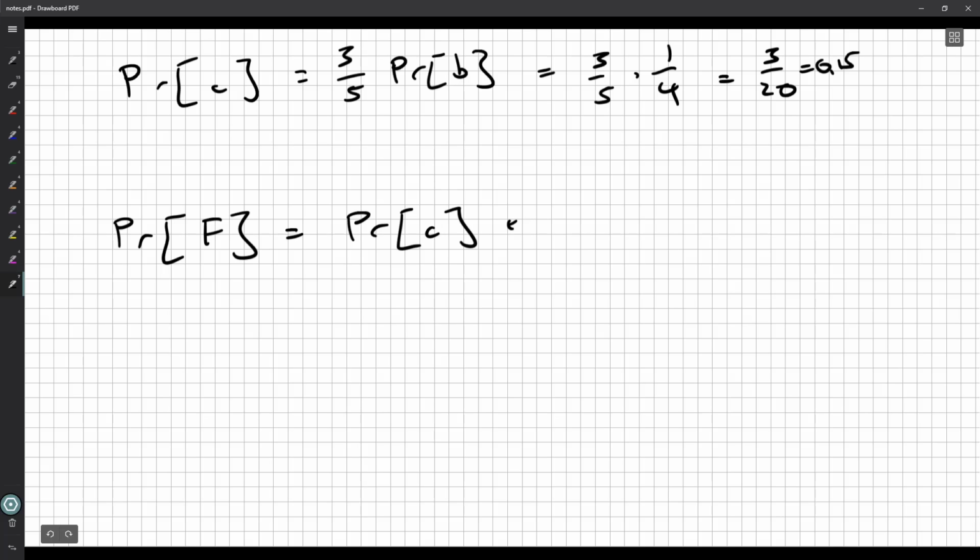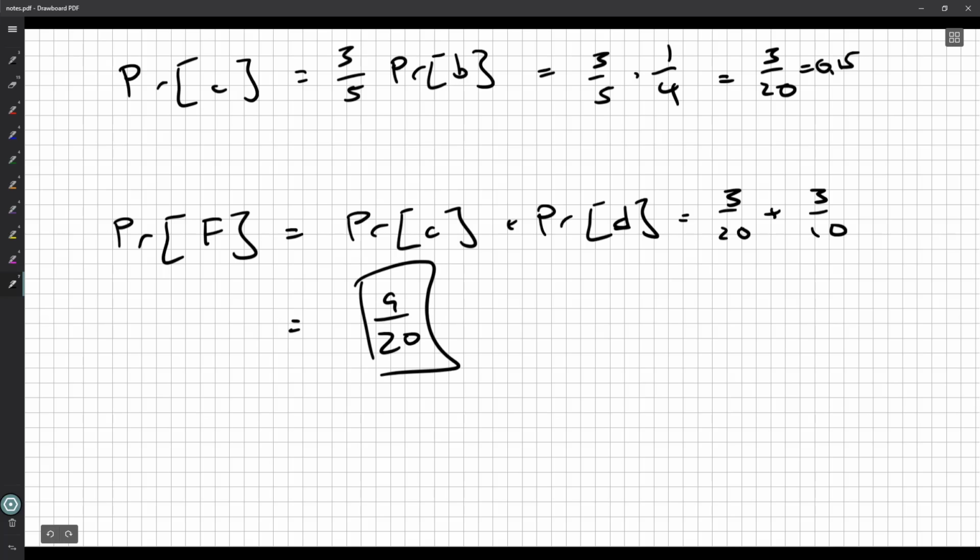Probability of F is probability of C plus probability of D. So that's going to be 3/20 plus the 3/10 we had earlier. Get a common denominator and you'll get 9/20 when all is said and done. Or again, if you're a decimal person, 0.45. So that would be 9B there. And we can move on to 9C as well, just while we're here.